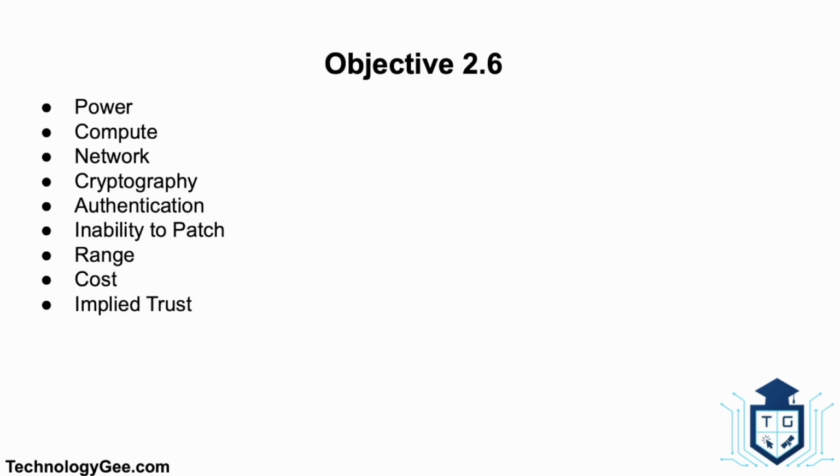In this video, you're going to learn about embedded systems constraints such as power, compute, network, cryptography and authentication, inability to patch, range, cost, and implied trust.